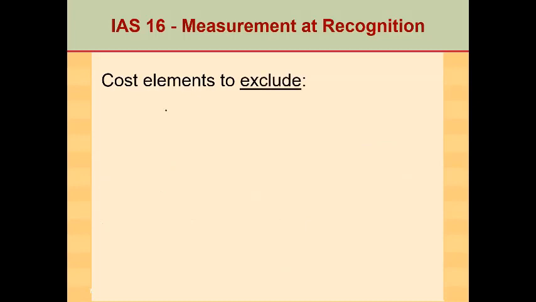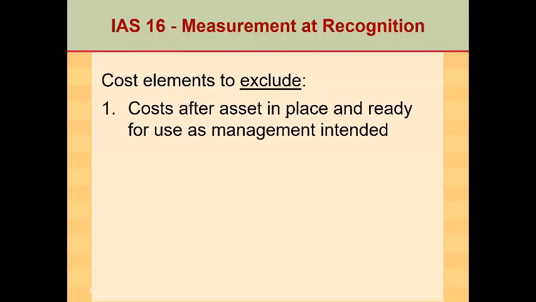Okay. What to exclude? I mean, what are the types of the costs that we can exclude from the cost of the asset? Cost element to exclude: cost after the asset is in place and ready for use as management intended. Whenever an asset is ready to use and you started to use it, any cost that will be incurred after that will not be added to the cost. It will be considered as expense. Of course, except if it is a capital expenditure, which we are going to deal with at the end of the chapter.